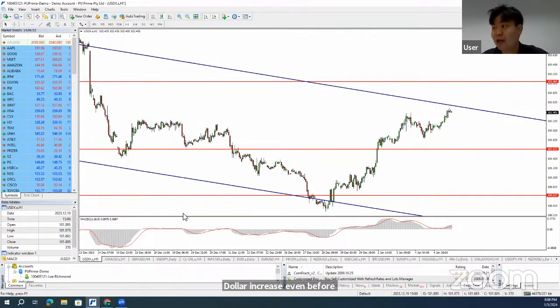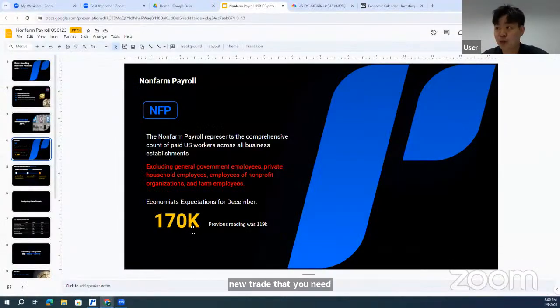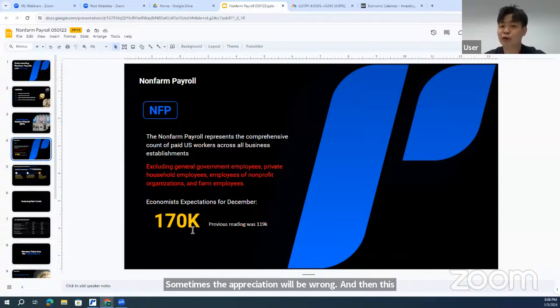But for new traders, you need to be aware of it. Even though economists forecast the NFP data should become better than the previous reading, sometimes their predictions will be wrong. This is the risk that you are going to take before the data release. So later I will also expand on whether it's better for us to trade before or after the non-farm payroll data.